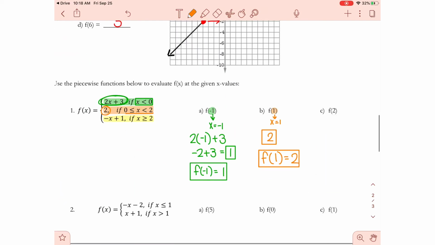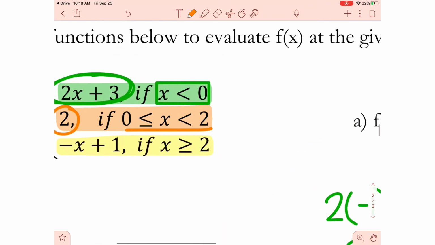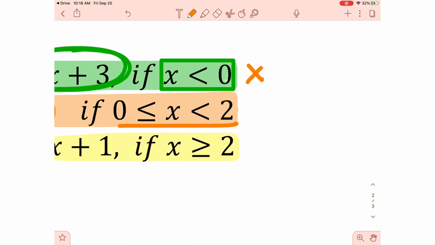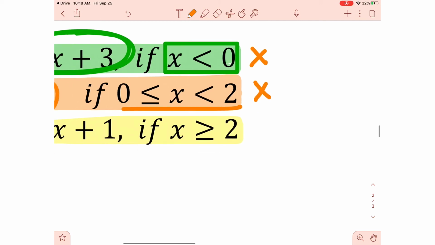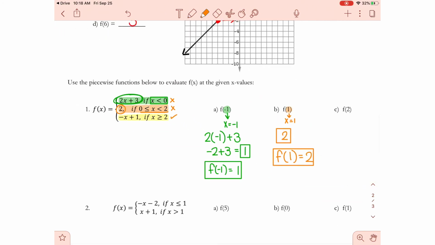Last one here, f of 2. Now, 2, let's see, which one does it fit into? 2 is not less than 0. Now, is 2 between the numbers 0 and 2, or is it greater than or equal to 2? You have to be careful because since this does not say less than or equal to, it is not the orange. Since the yellow says greater than or equal to, it's this one because x equal to 2 falls into this category. So the next one is going to plug into the yellow.